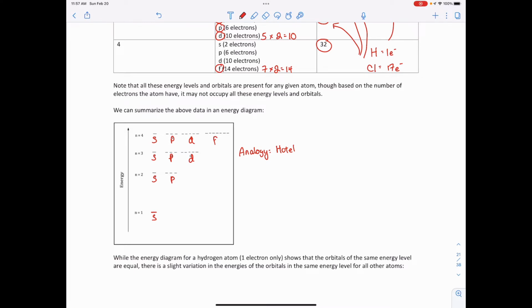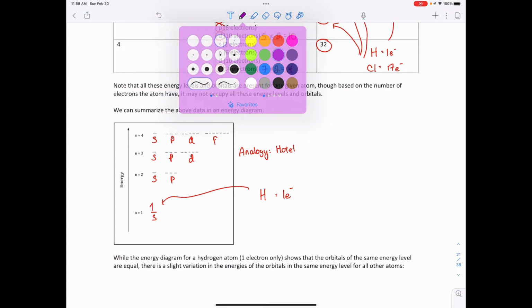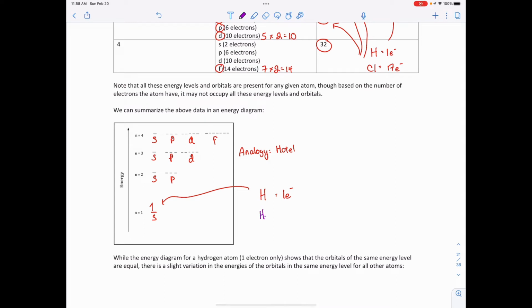So going back to my hydrogen example, if I only had one electron, then that one electron is going to go at the very bottom here. For electrons, we like to use these half spins. So this is an arrow pointing up, and then this would be an arrow pointing down. For hydrogen, since there's only one electron, I just have one electron occupying the lowest level, the energy 1 s orbital.